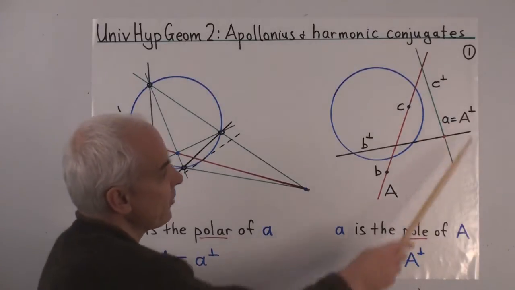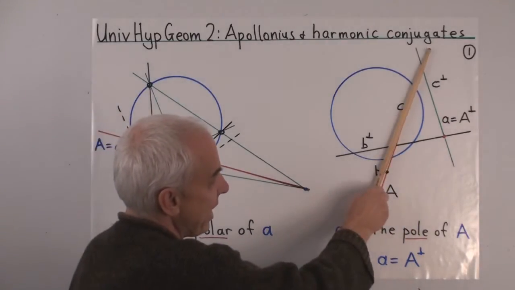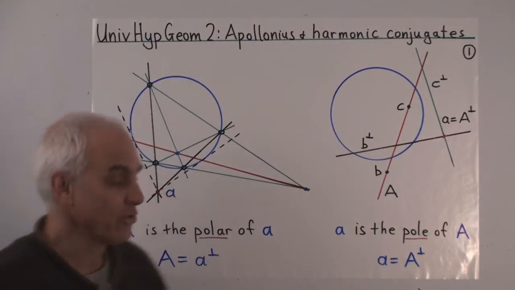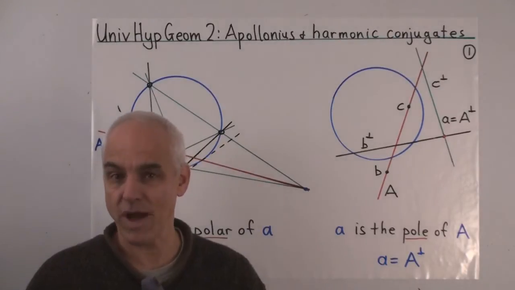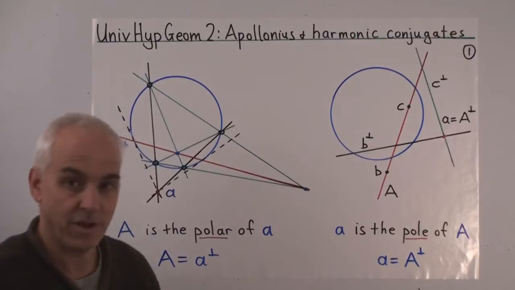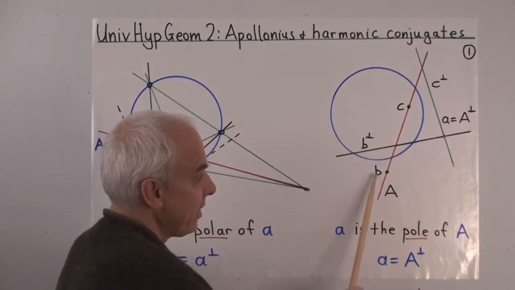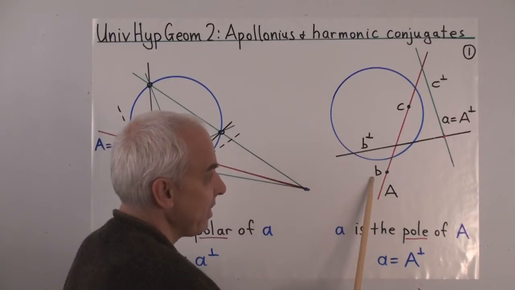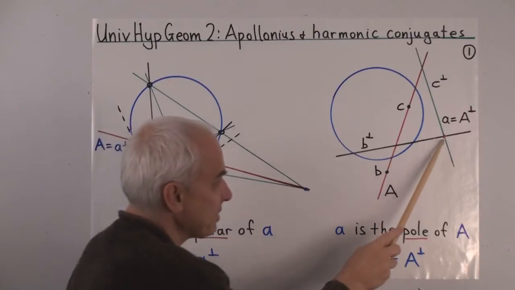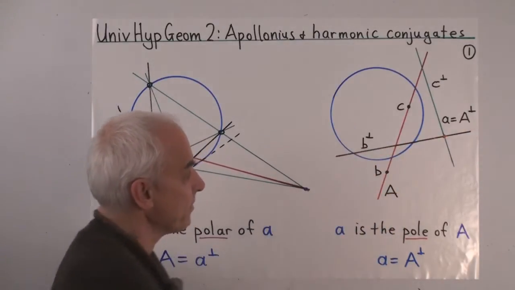And here we see that we can also reverse the situation. If we start with a line A and we want to know where its pole is, we can use the polar duality theorem, which tells us that if B is any point on the line big A, then the polar of B must go through the pole of A. So wherever the point a is, it's got to lie on the polar of B.